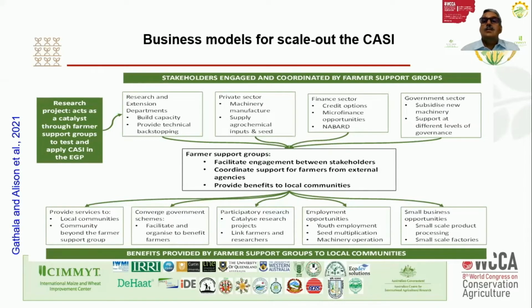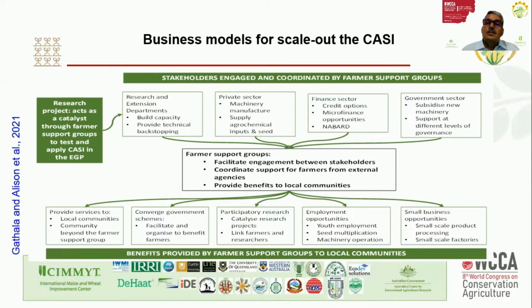Each stakeholder has their own contributions. The research and external department's role was to build capacity and provide technical backstopping. The private sector's role was to make machinery available or accessible, link to the manufacturer, and supply agricultural inputs. The finance sector was to make sure of finance through either banks like NABARD or through credit options like microfinance. And the government sector is linked with subsidies, new machineries, and support at different levels of governance.